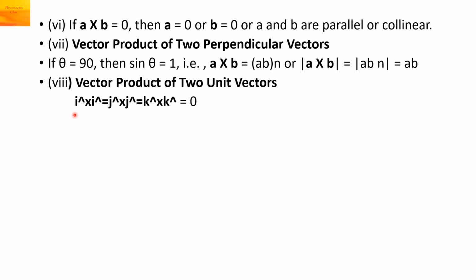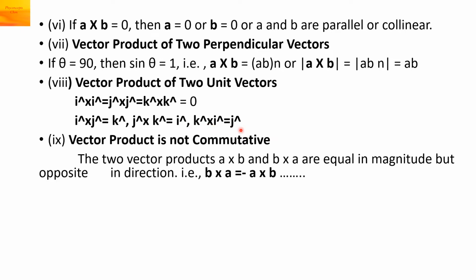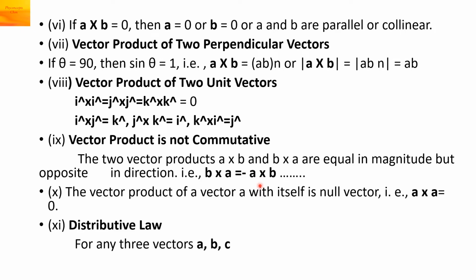Then vector product of two unit vectors, I cap cross I cap is equal to J cap cross J cap is equal to K cap cross K cap is equal to 0. And I cap cross J cap is equal to K cap, and J cap cross K cap is equal to I cap, and K cap cross I cap is J cap. Vector product is not commutative. B bar cross A bar is equal to minus A bar cross B bar. This is the distributive law.